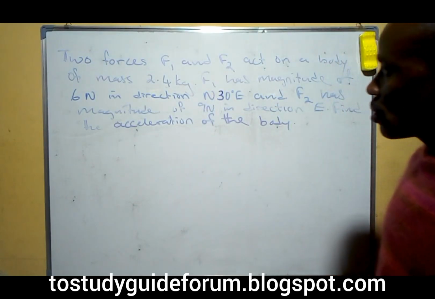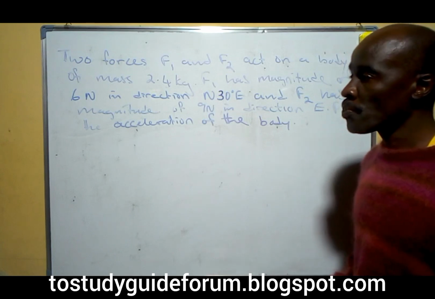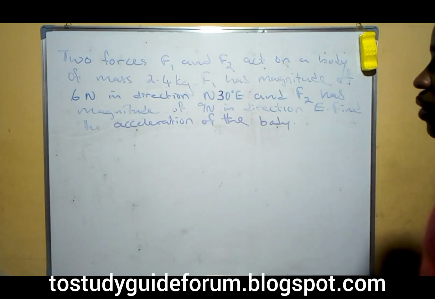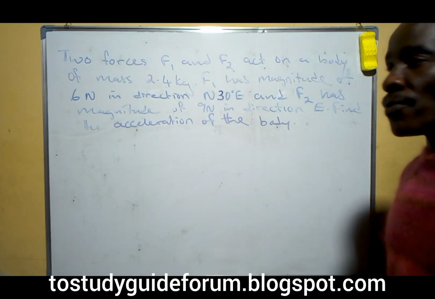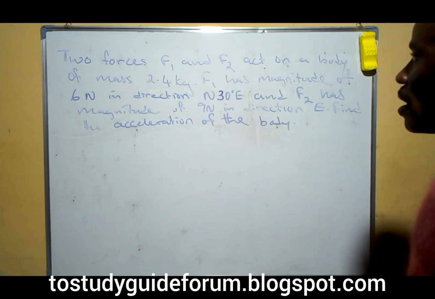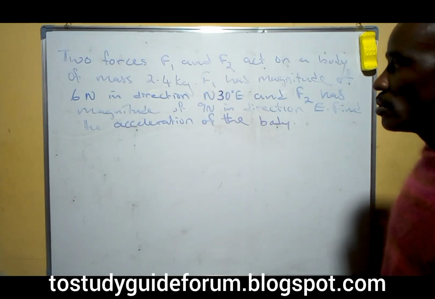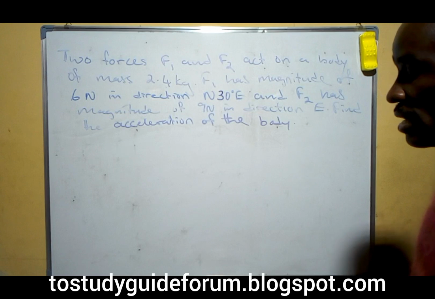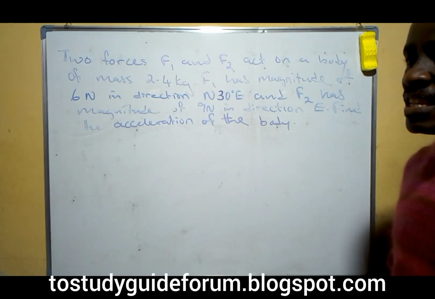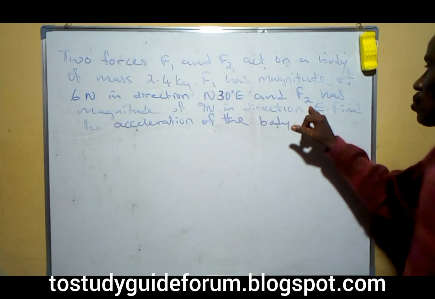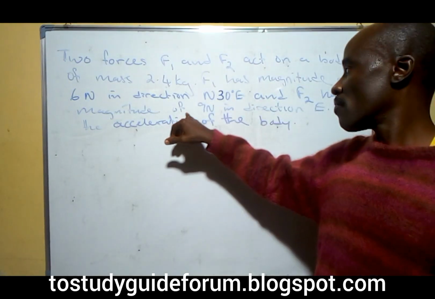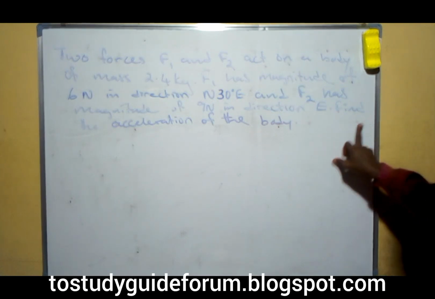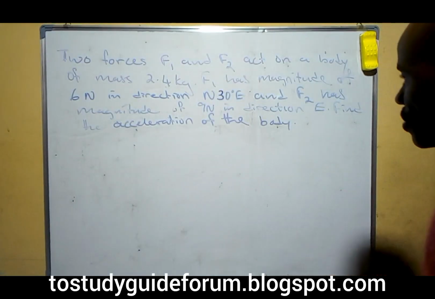Today we will be looking at a question. The question says the two forces F1, F2 act on a body of mass 2.4 kg. F1 has a magnitude of 6 Newton in the direction north 30 degrees east, and F2 has a magnitude of 9 Newton in the direction east. Find the acceleration of the body.